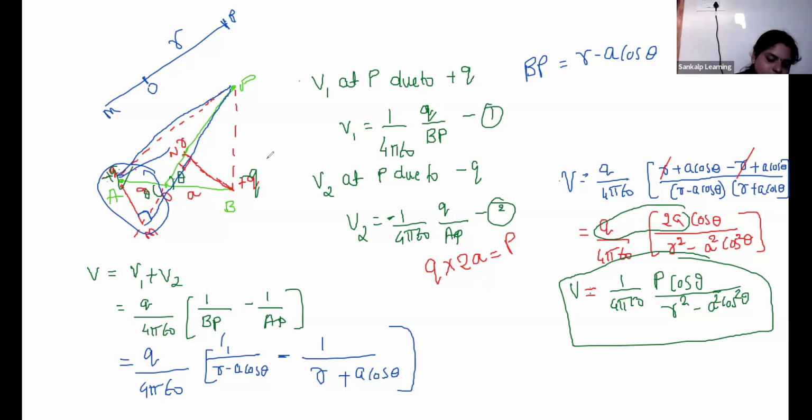Yes, any doubt? P is not momentum, okay? P is the electric dipole moment. Okay, the last one. So just see the derivation. If any doubt is there, you ask. Otherwise, see the last case.